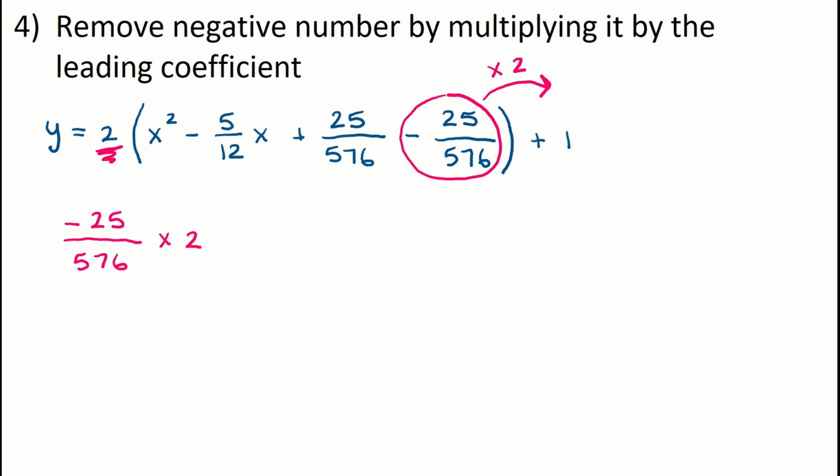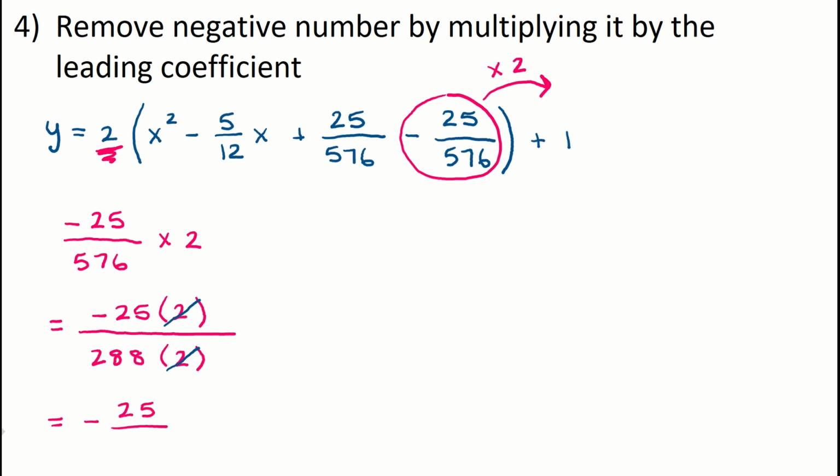What I'm going to do here is only add the 2 into the numerator, because I know my denominator is even, which means I can divide that by 2. So I'm going to keep the top as negative 25 multiplied by 2, and I'm going to change the bottom into 576 divided by 2, which is 288, multiplied by 2. The reason I'm doing that is so I can cross out my 2's and end up with a reduced fraction. So the reduced fraction is negative 25 over 288.